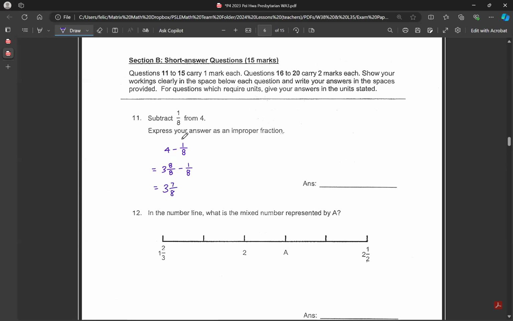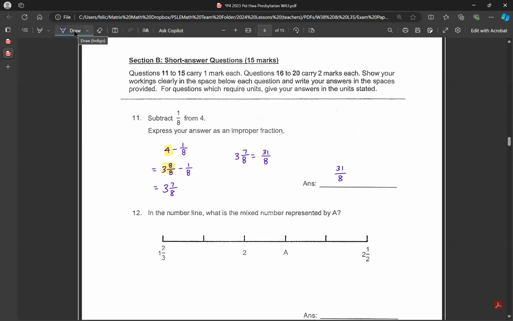Okay, now they say express your answer as an improper fraction, so just go on to change it to improper. So 3 whole and 7/8. 8 times 3 is 24, 24 plus 7 is 31. So 31/8. Okay, so that is your answer. I hope you all remember how to change mixed to improper. Multiply these two first, then plus. So this 4 is the same as this one.